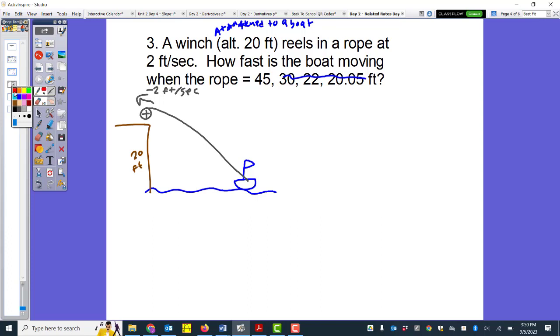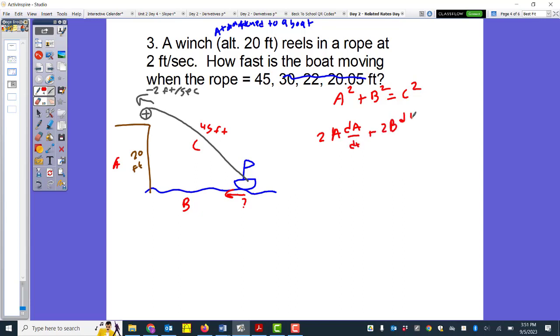It asks, how fast is the boat moving? So how fast is the boat moving along the water, this distance, when the rope is 45 feet, when this is 45 feet. All right, so once again, we got another triangle here. We'll say Pythagorean theorem, A, B, C. And we'll set up Pythagorean theorem again, A squared plus B squared equals C squared. And we'll take the derivative again. Hey, look, it's the same derivative. 2a dA over dt plus 2b dB over dt equals 2c dC over dt.